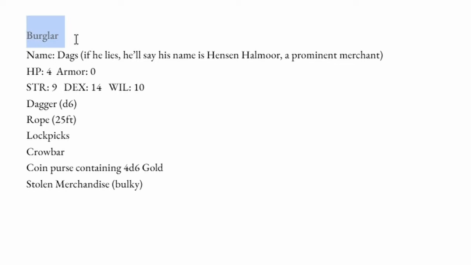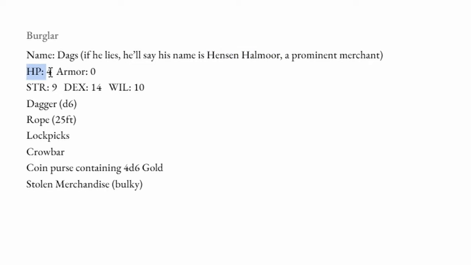So this is the stat block for the burglar. His name is Dags, but because he'll try to lie, he'll say his name is Henson Helmore, a prominent merchant. So you'll get to try to fool the players with that. They probably won't believe it.